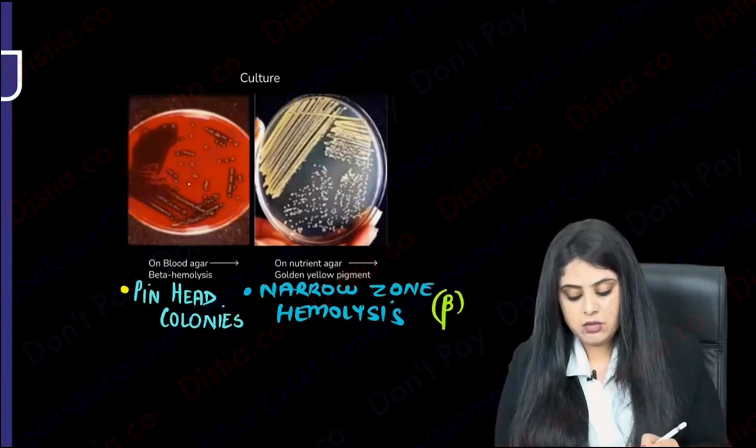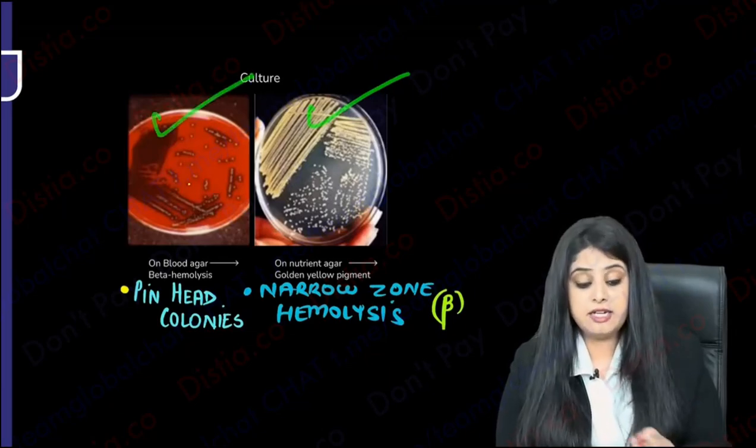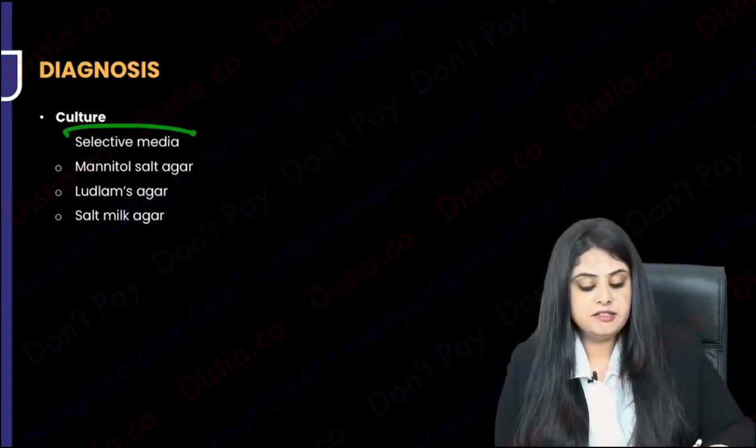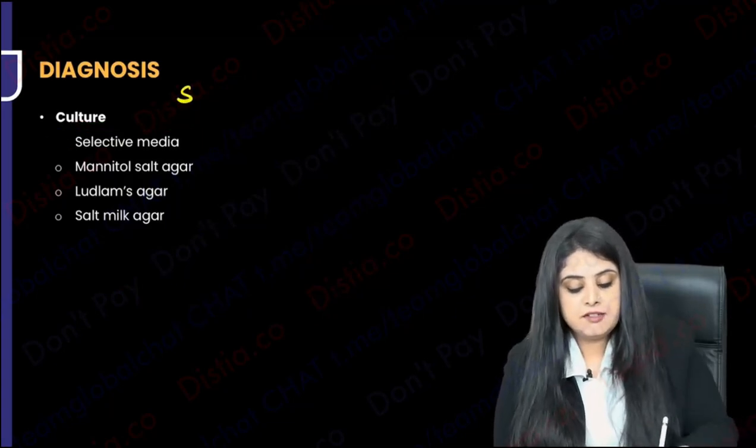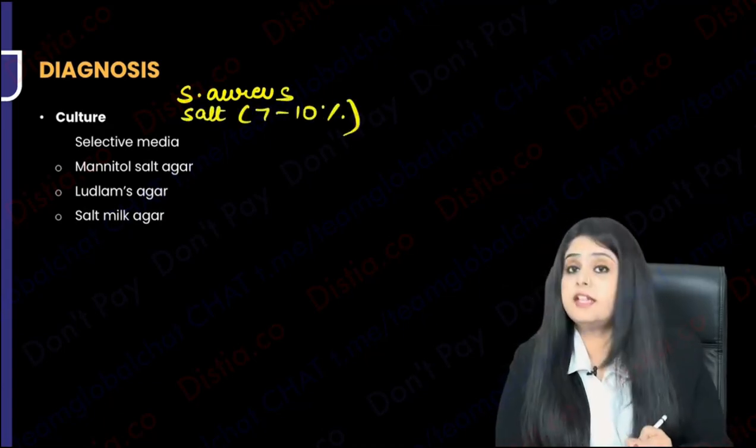Okay, so now coming back, you are done with the nutrient agar, the golden color, and you are done with the blood agar. Now you're ready for selective media. When I say selective media, please remember, Staphylococcus aureus can grow in the presence of salt, even 7 to 10%.